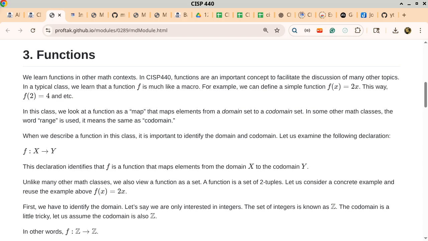In this class, we look at a function as a discrete map from a domain to a codomain. If you're already kind of familiar with math concepts, what we refer to as a codomain is also known as range in mathematics. But I don't use that term in this class. I just use the term codomain, but it really means the same thing as the range when we talk about domain and range in math.